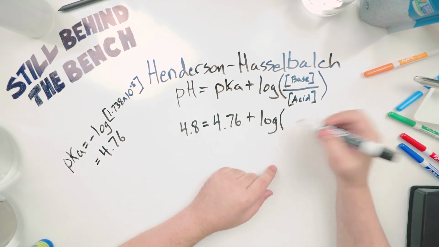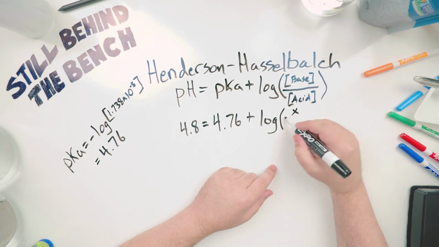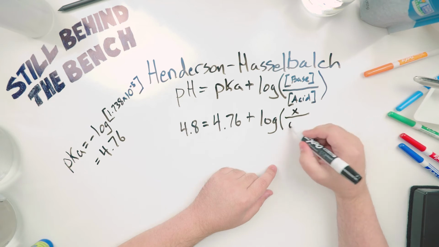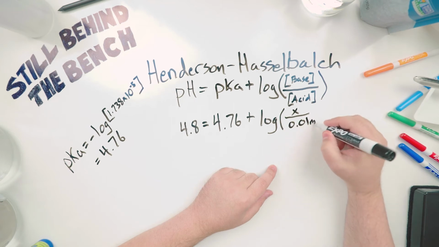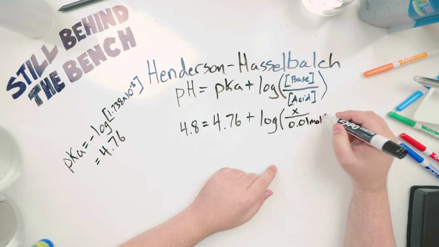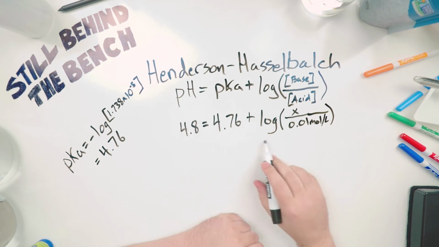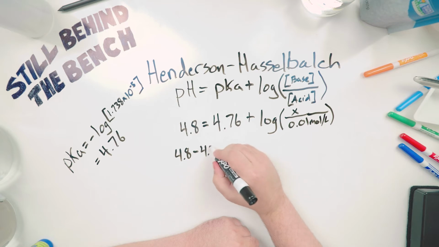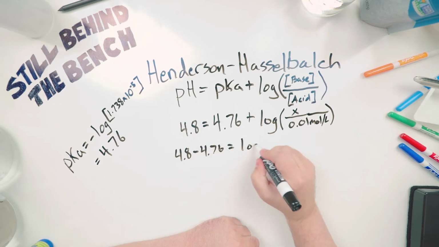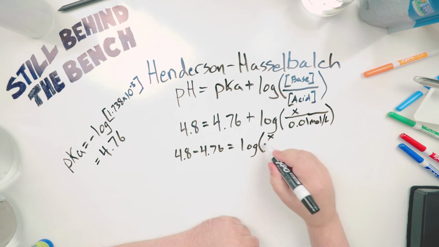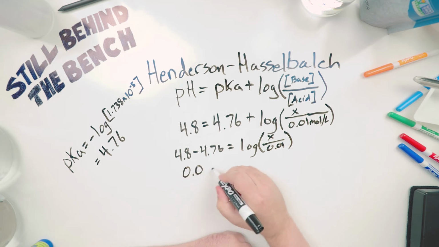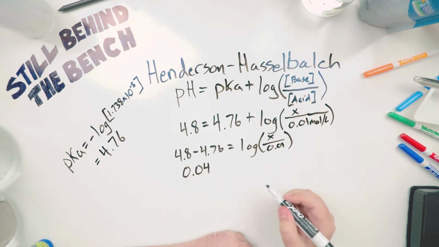So we don't know what our base amount is going to be, but we know the concentration of our acid is going to be 0.01 moles per liter. So first step, we'll move that over. That becomes 0.04.